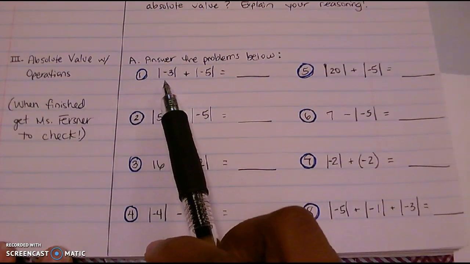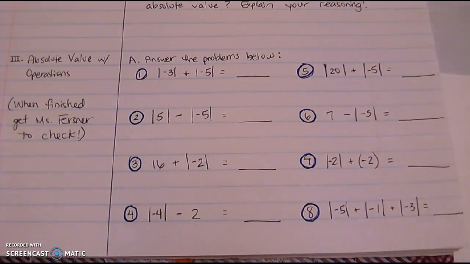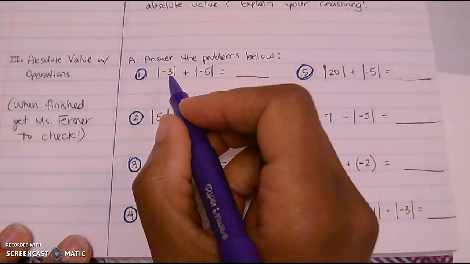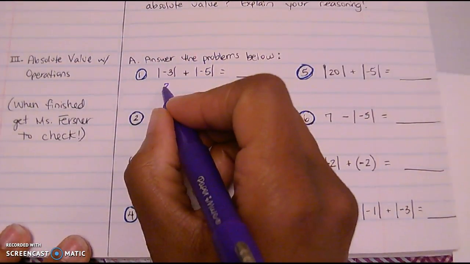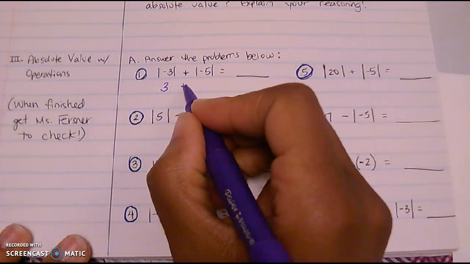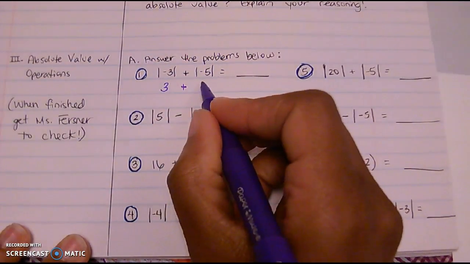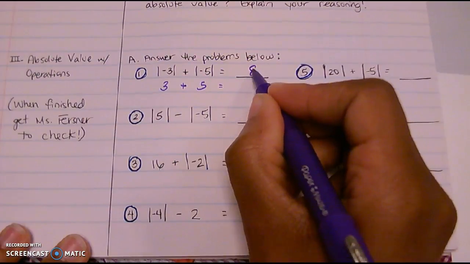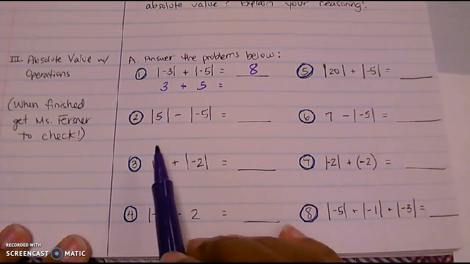Okay? So, what I expect you to do with these problems is to first break down what the absolute value is, if you see that as a sign, and then solve the problem. So for example, for number 1, we are asked to add the absolute value of negative 3 plus the absolute value of negative 5. So I know that the absolute value of negative 3 is 3, plus the absolute value of negative 5 is 5. So my answer is going to be 8.